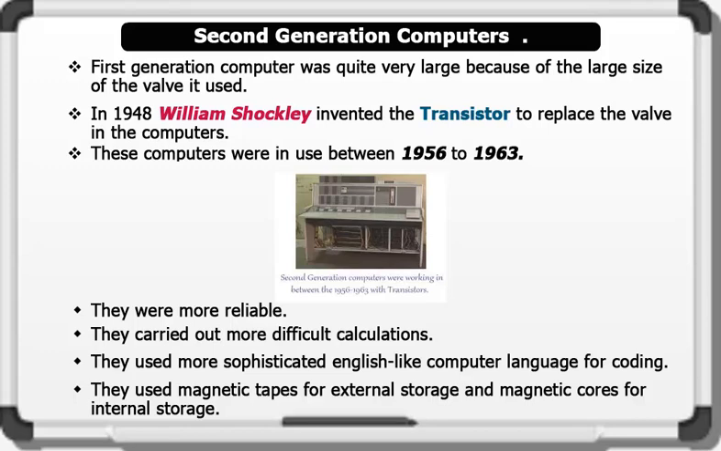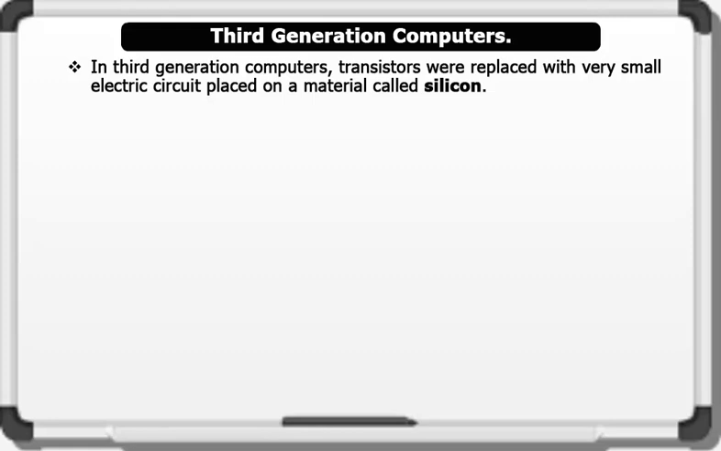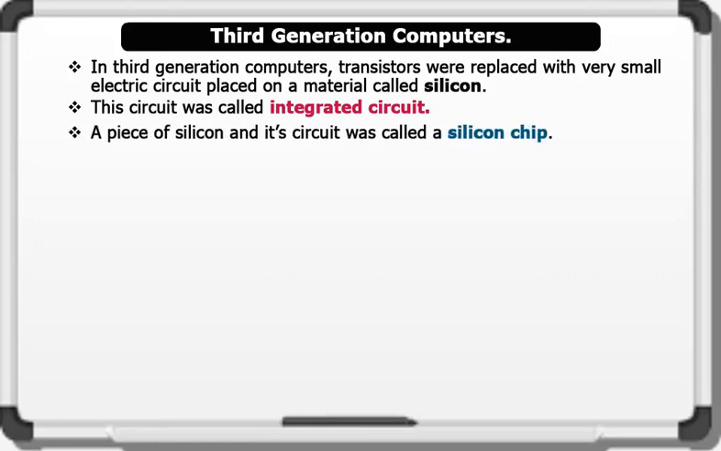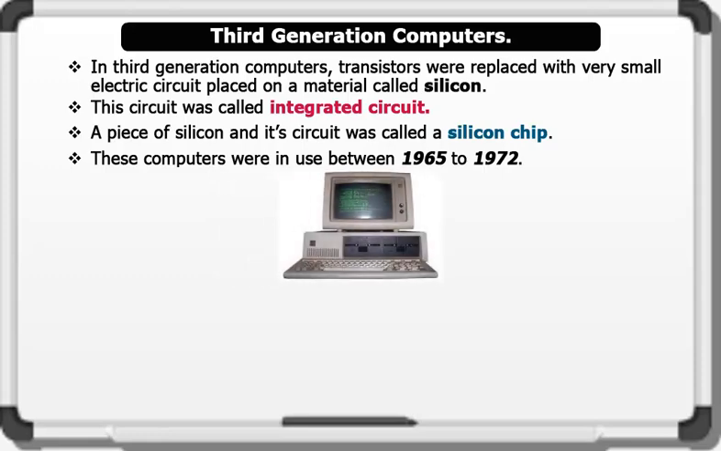That's good. Now, let's see the third-generation computers. In third-generation computers, transistors were replaced with very small electric circuit placed on a material called silicon. This circuit was called integrated circuit. Note that a piece of silicon and its circuit was called a silicon chip. These computers were in use between 1965 to 1972. Below is a third-generation computer.